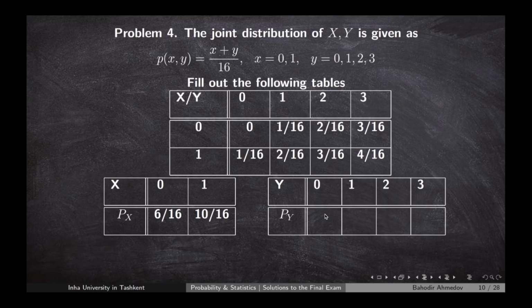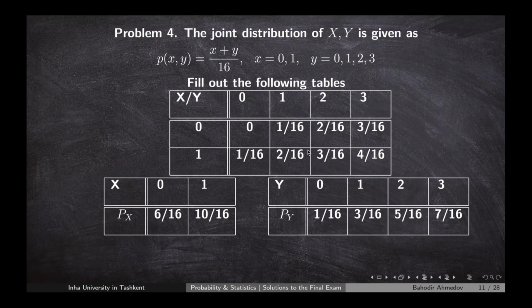So the probability that y is equal to 0 means: what is the probability of y no matter what x is? So I need to sum these two numbers. It's going to be 1 over 36. If I sum two of these numbers, it's going to be 3 over 36, and so on. So I've got the tables for the joint probability and the probability of the x and the probability of the y.